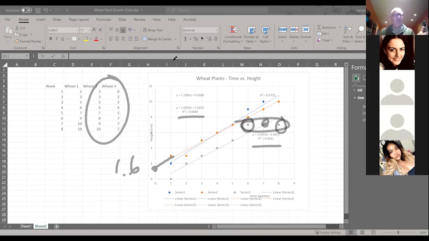Maybe they forgot to water it. Maybe it was cloudy for a day. Maybe a lot of different things could happen. But you can still see that it is linear.